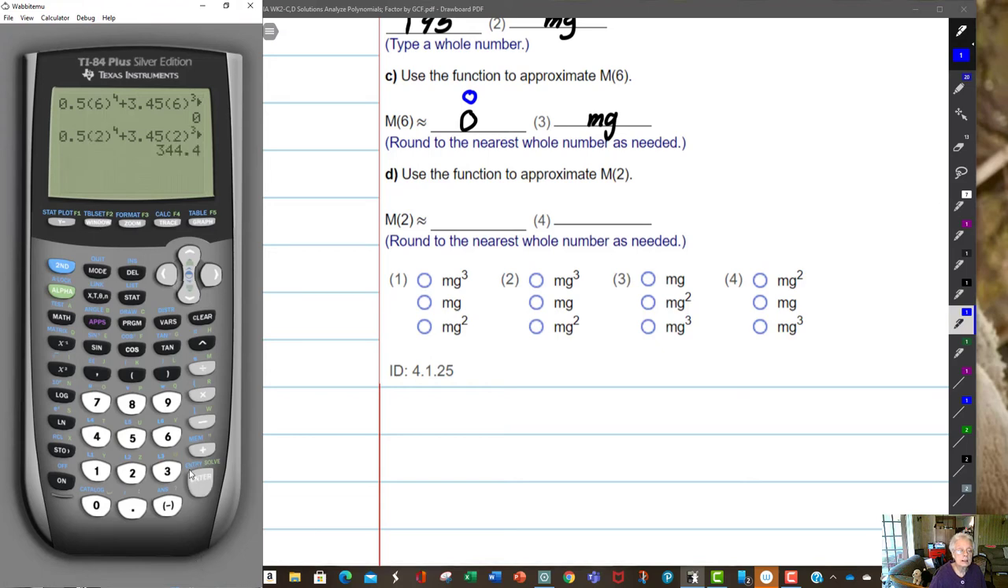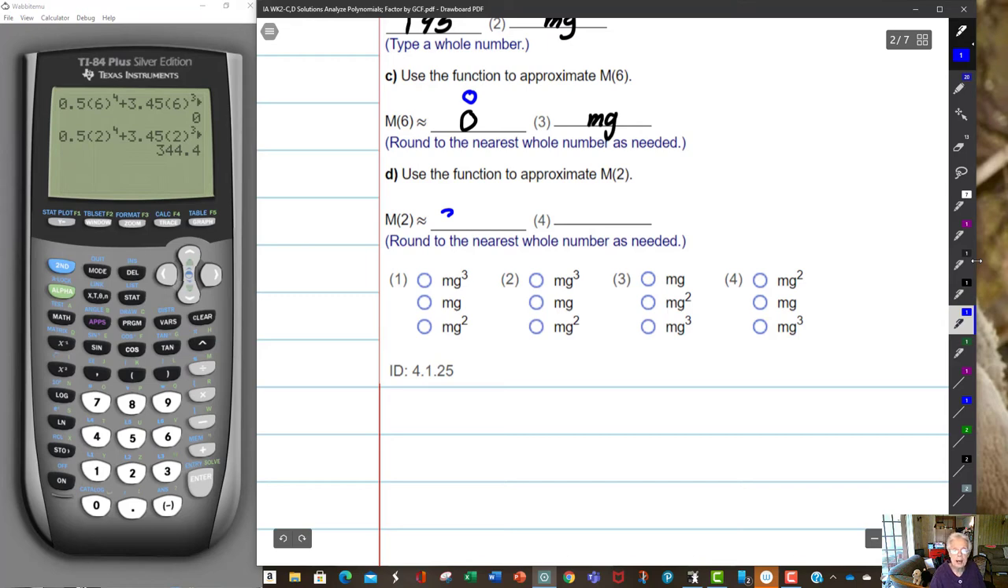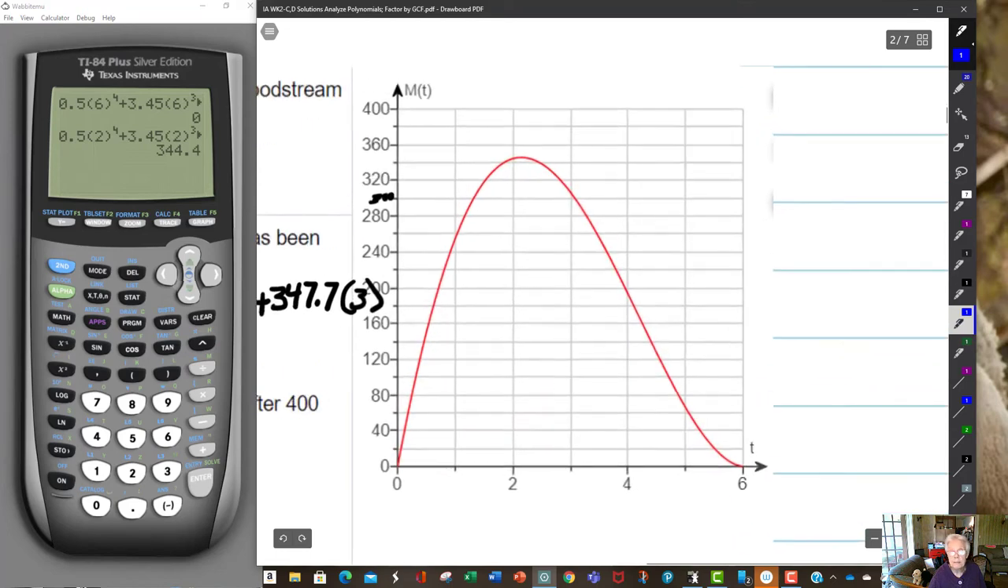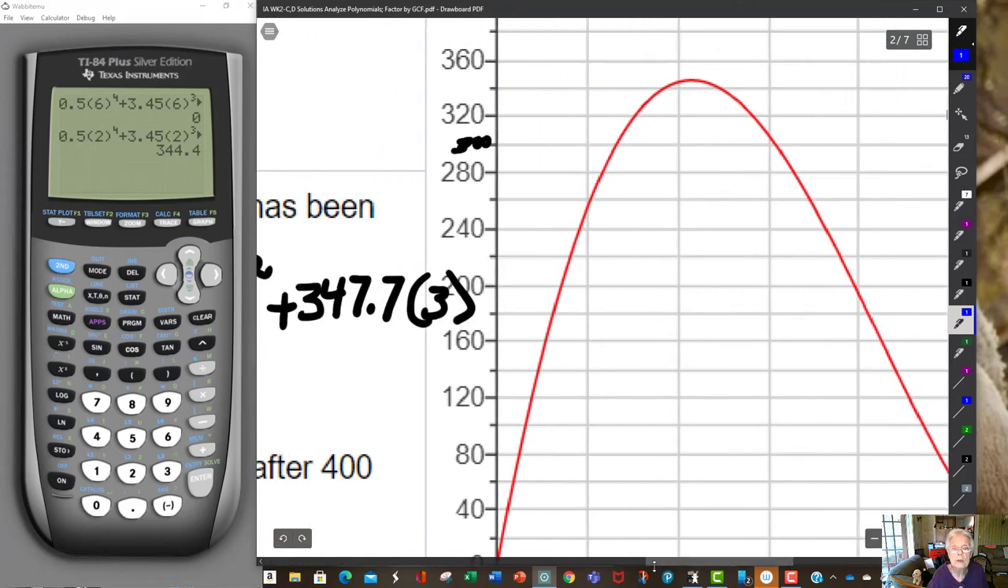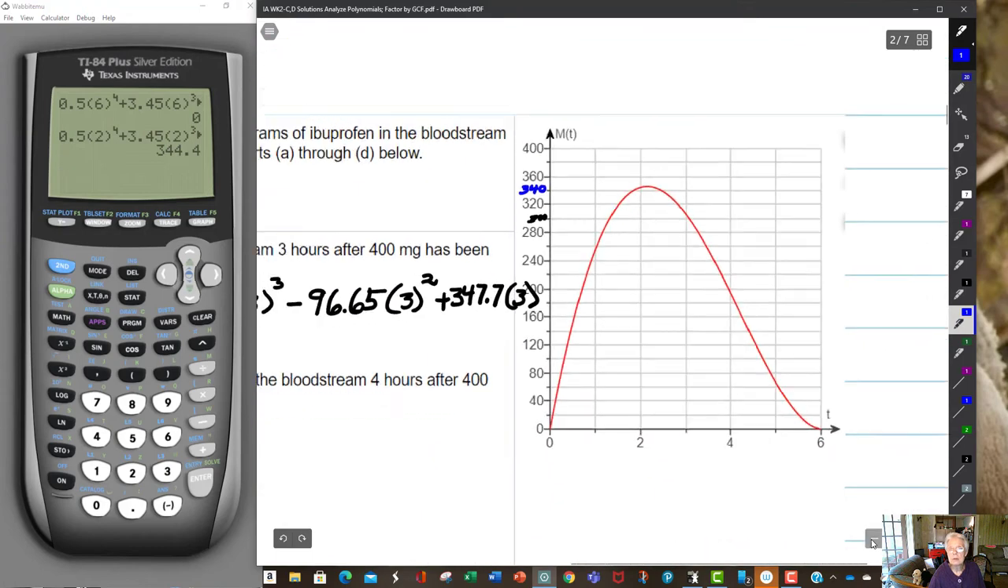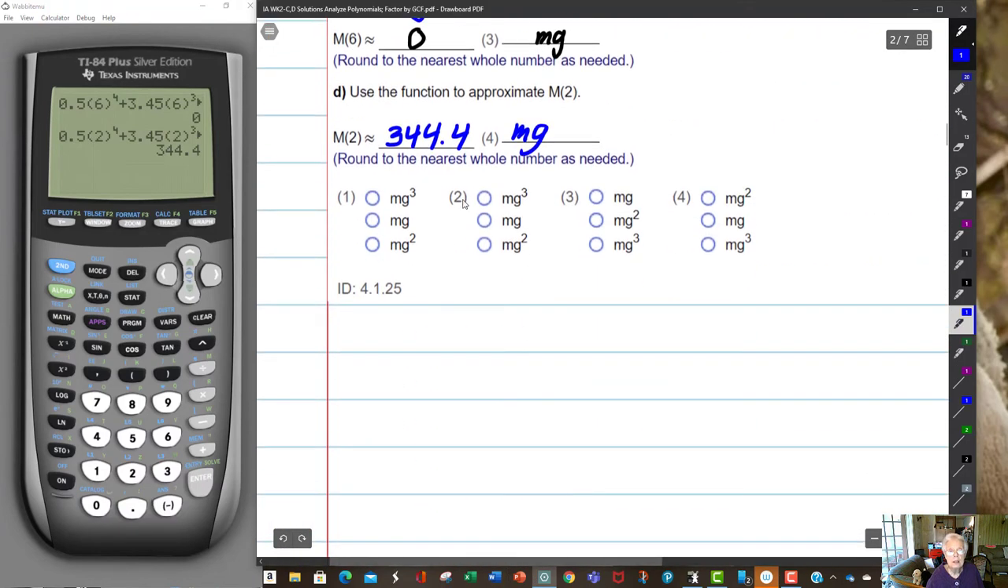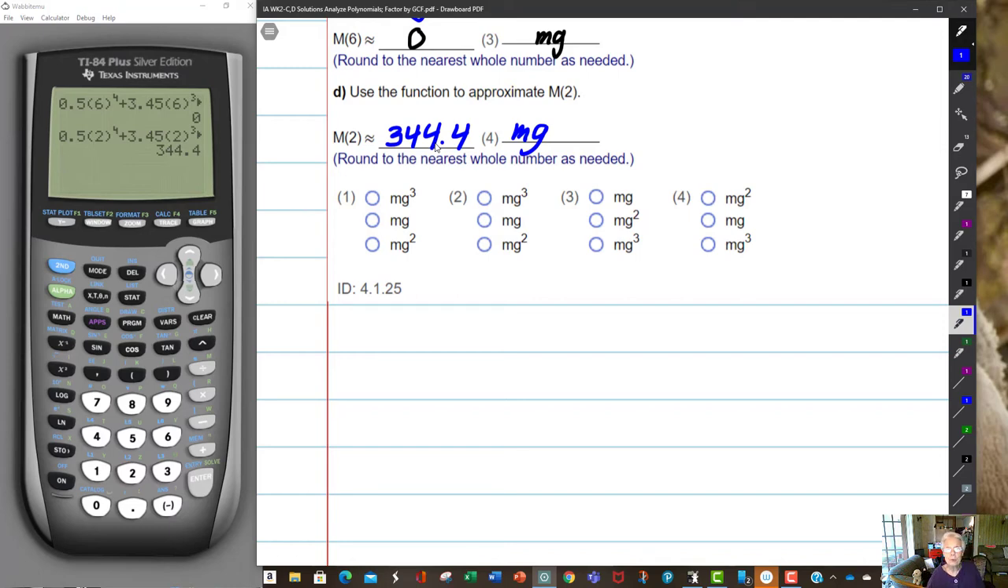Let's hit enter. This tells me 344.4. Well, yeah, I did that with the calculator, didn't I? 344.4 milligrams. Let's take a look at the graph and see if the graph agrees. All right, that's 2. I come up here. It's a little bit above 340. Let me write this bigger. And I'm going to write 340. And then bring it down. This is a little bit above 340. So 344.4. Yeah, it could be 344.4. All right. This is pretty good.